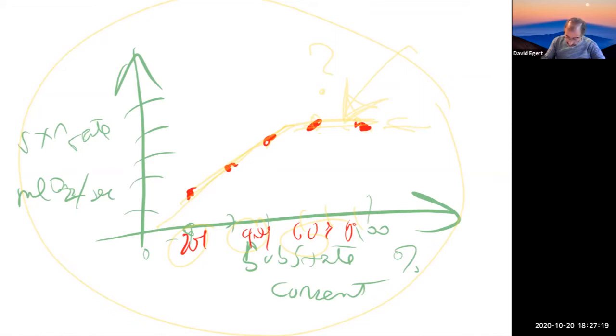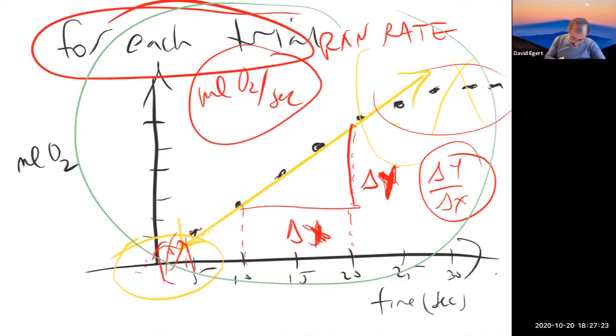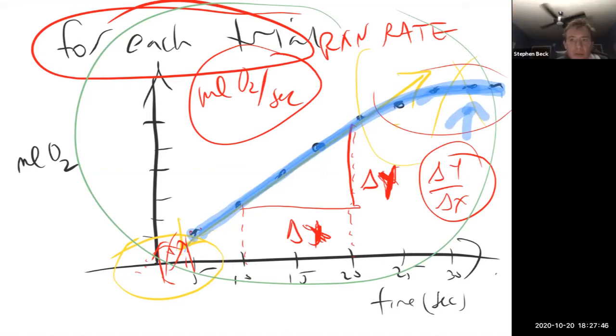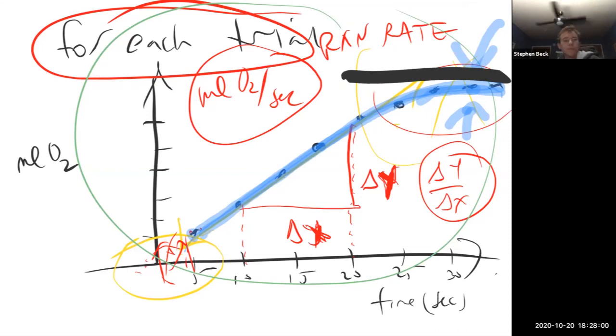Where people get really confused is coming back here, my time versus mils oxygen for a single trial, it also tends to go up in a linear fashion and then flatten out. But it's something really different happening. Why is this flattening out here? The reaction's over. There's no reaction. What is the rate at this point? Zero. The best fit line is a flat line, slope zero. So make sure you keep that straight if that was something that was confusing.